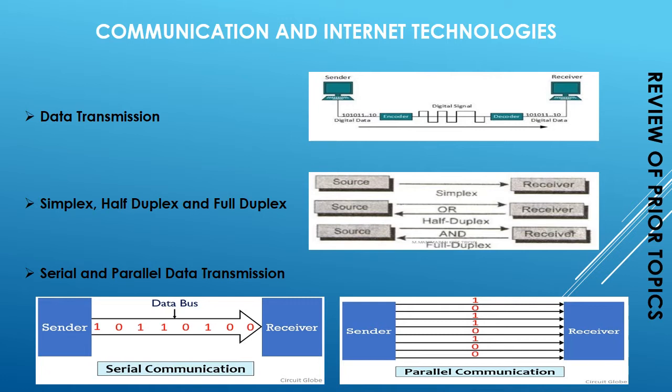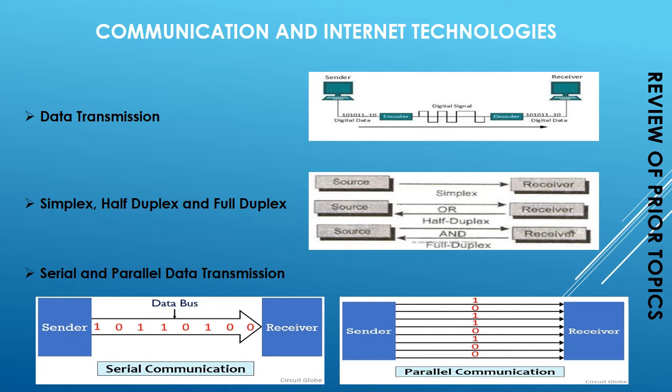Example of half-duplex is walkie-talkies or wireless communication. While in full-duplex data transmission, data is sent from sender to receiver or from receiver to sender simultaneously in both directions. Example of full-duplex data transmission is telephonic communication or video conferencing.